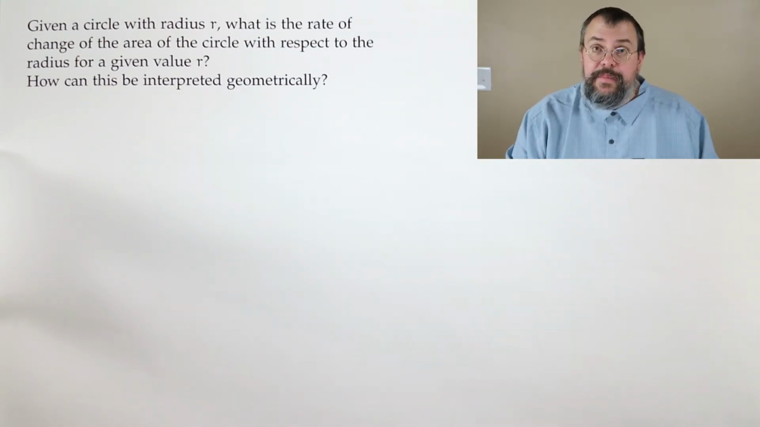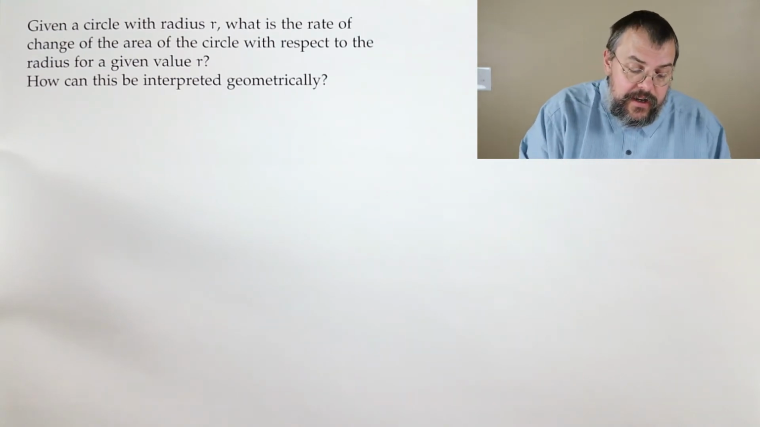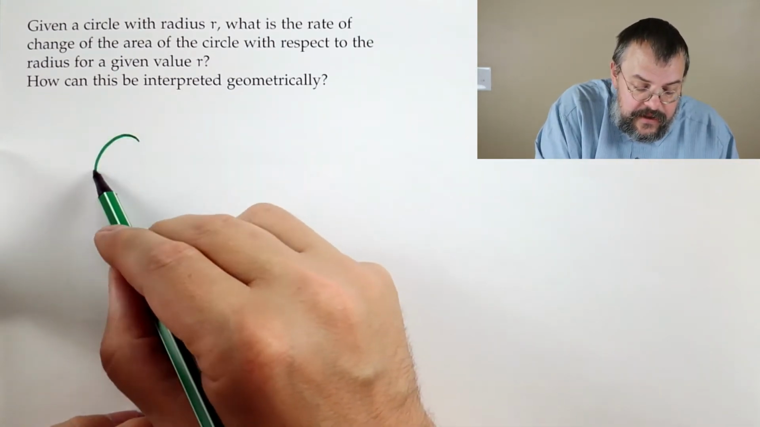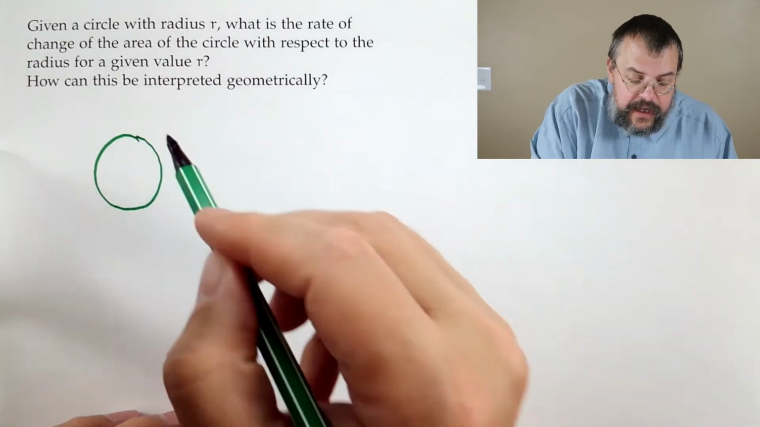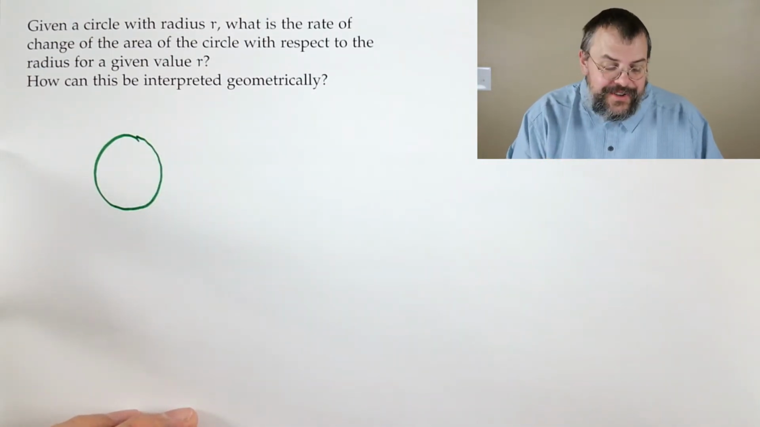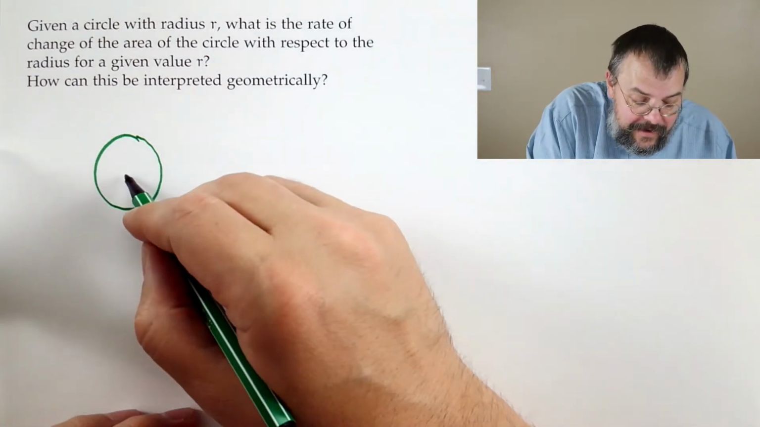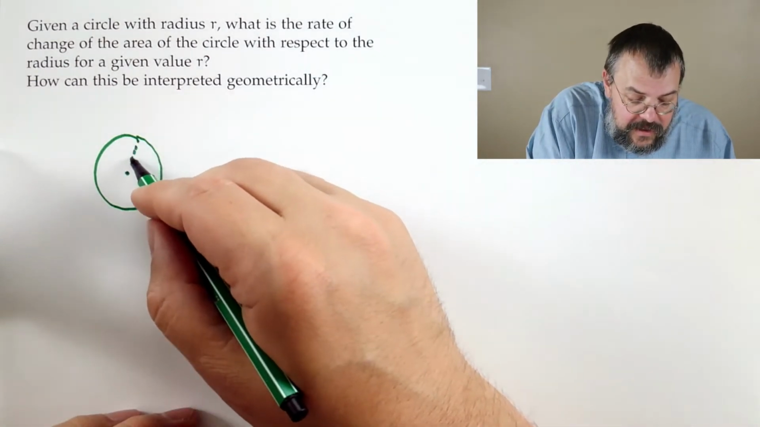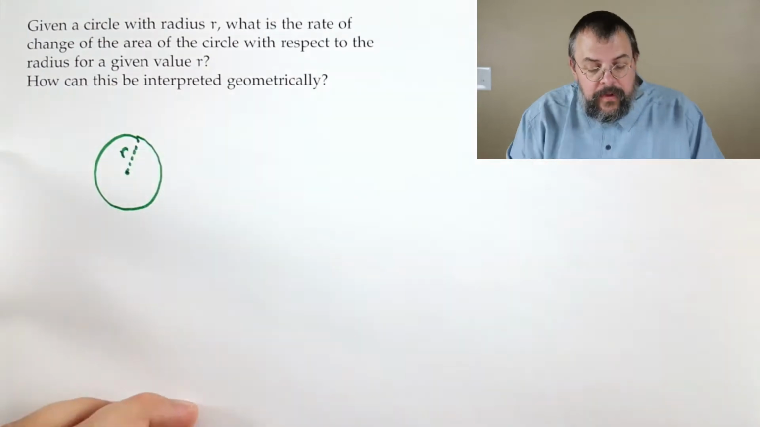Okay, so let's think about our picture. So we have a circle of radius r. Let's imagine this is our circle of radius r. Imagine that's a reasonable circle. And as my drawings go, that's a pretty reasonable circle. And we have our radius. So here's our radius r.